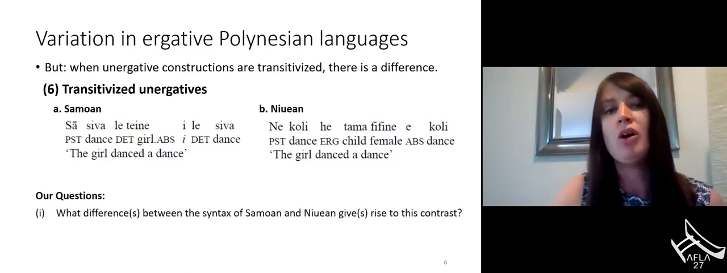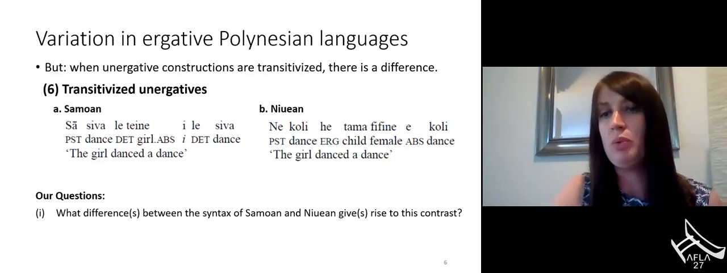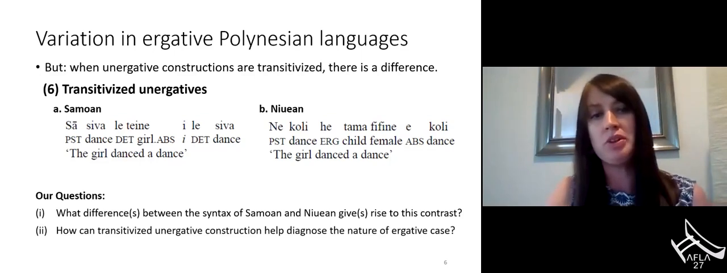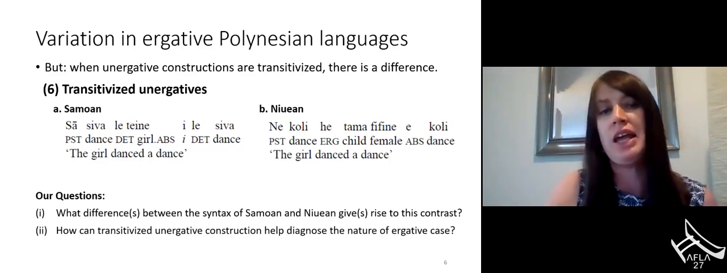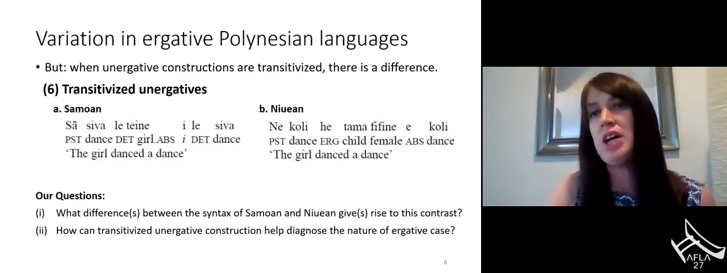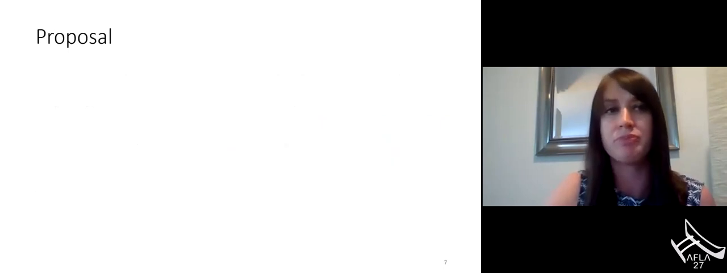Firstly, what difference or differences underlie the syntax of Samoan and Niuean that could give rise to this contrast? And secondly, and more broadly speaking, methodologically, how can we use transitivized unergative constructions as a means of diagnosing the nature of ergative case, or of a case system more generally?